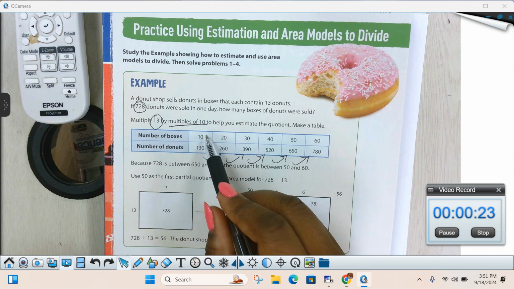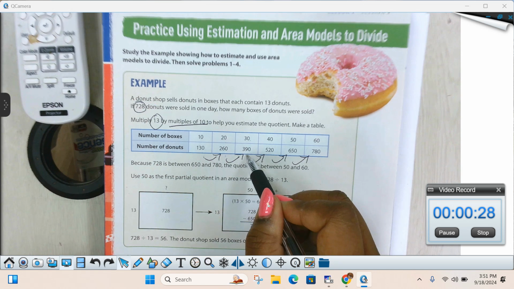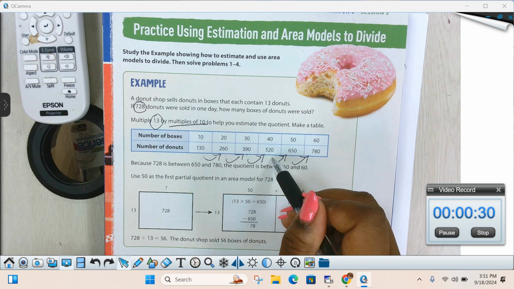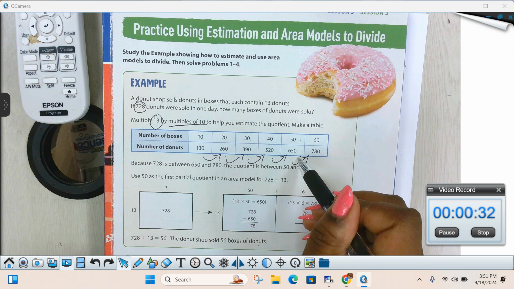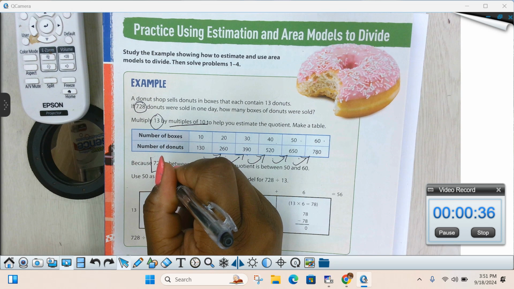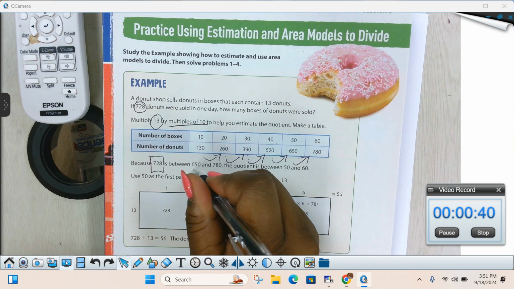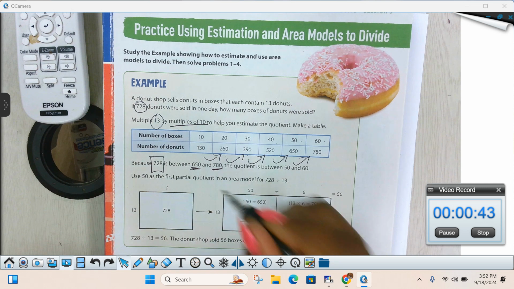Well, here we go. We got 10 gives us 130. 20 gives us 260. 30 gives us 390. 40 gives us 520. 50 gives us 650. And 60 gives us 780. So we're doing 728. And we see that 728 is found between 650 and 780.